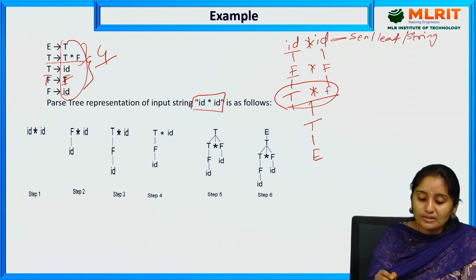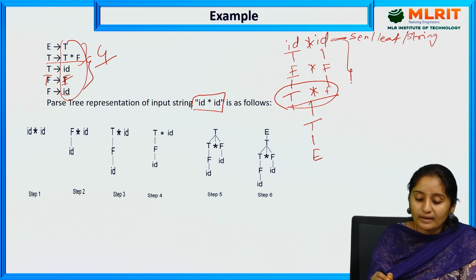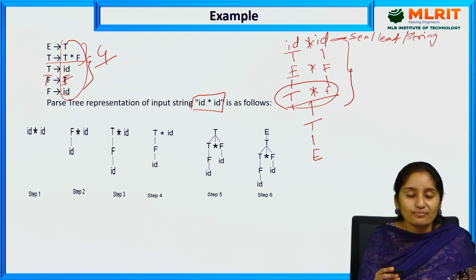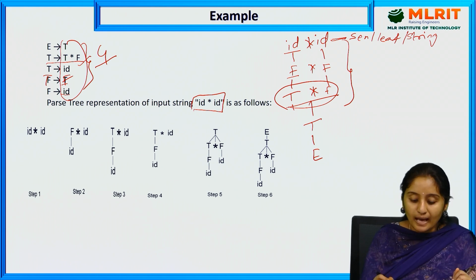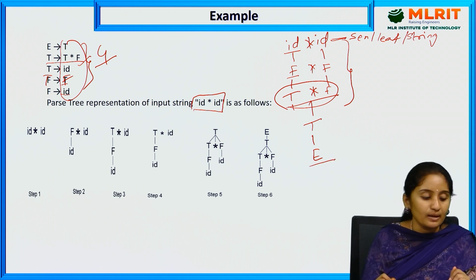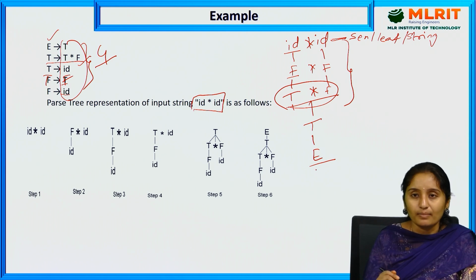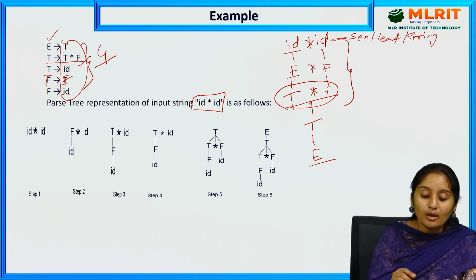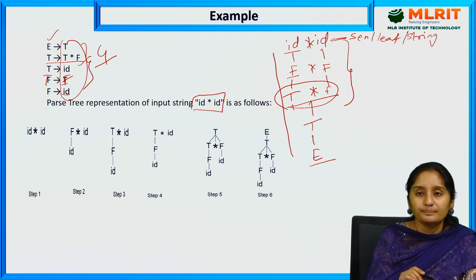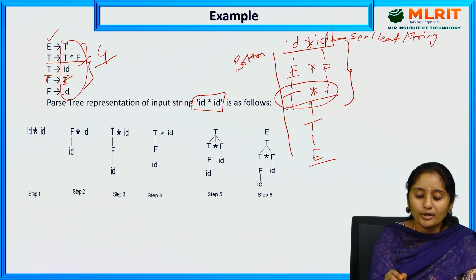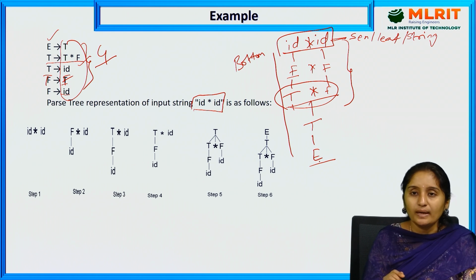So, the given sentence, when I derive it by replacing the strings with the given productions, I am going to reach the start symbol. The start symbol of my grammar is E. I reached the start symbol. So, this is nothing but a bottom-up parser. We are going to have a string, and that string I am going to derive until I reach my start symbol.